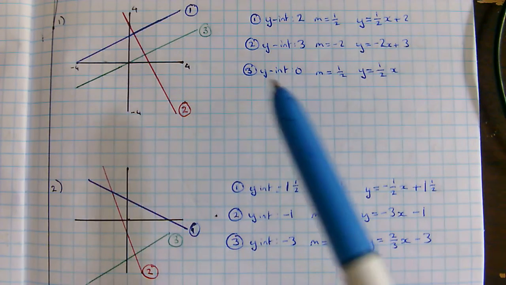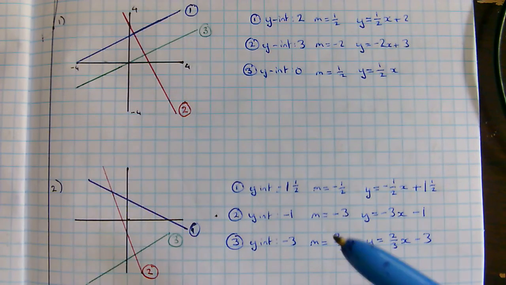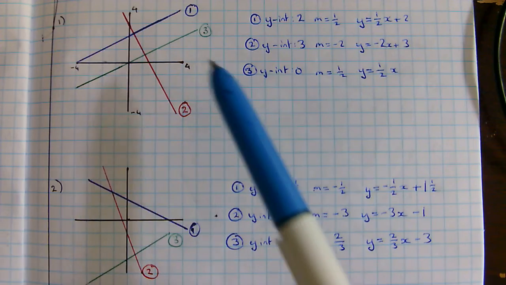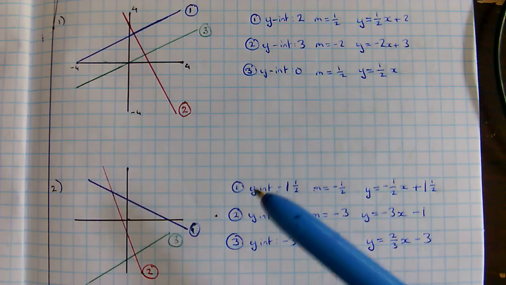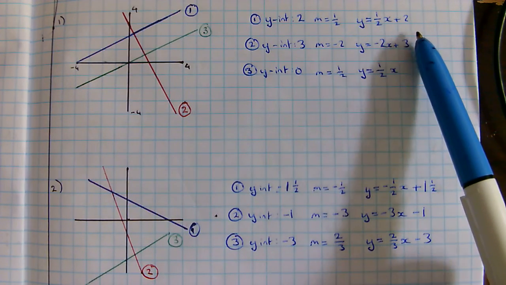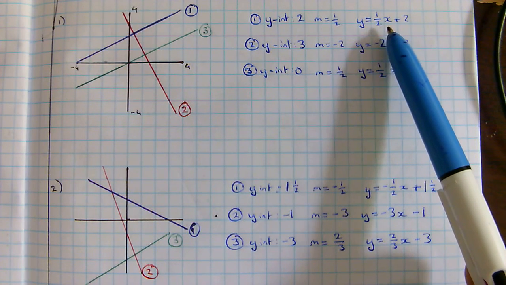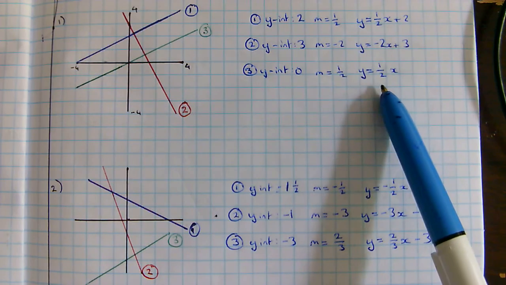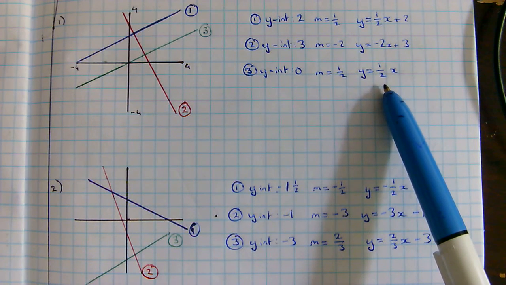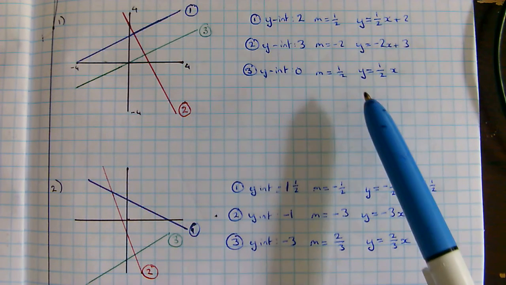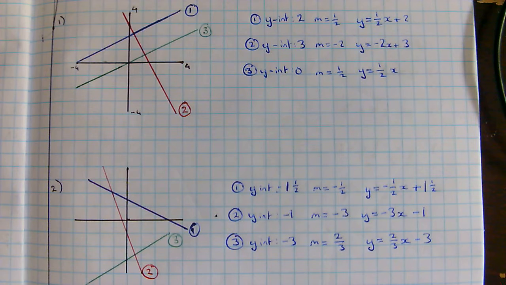The other thing to notice about 1 and 3 is they are parallel lines. They go side by side like train tracks. They're never going to meet. We could spot that straight away from the equation because the gradient of the first one is a half. The gradient of the third one is also a half. If the gradients are the same, then you know that the lines must be parallel. Okay, very well done.